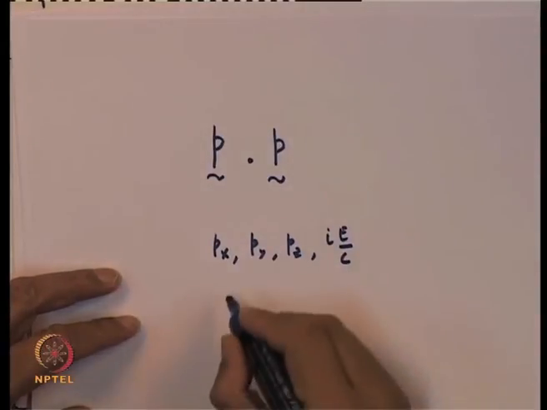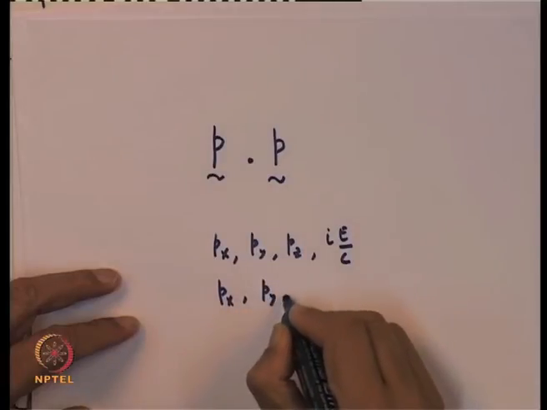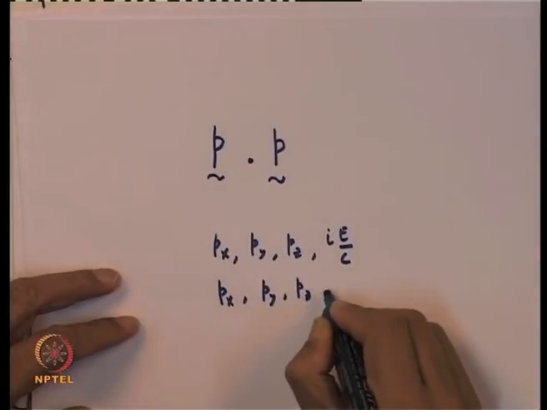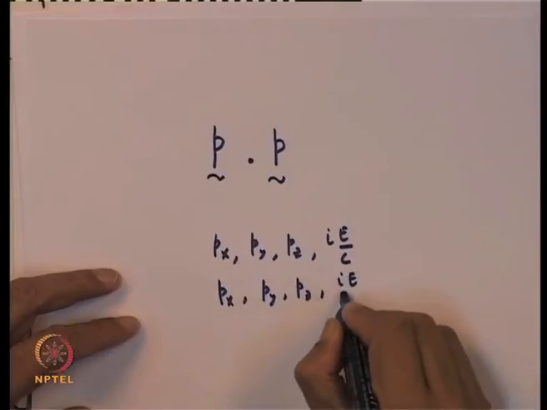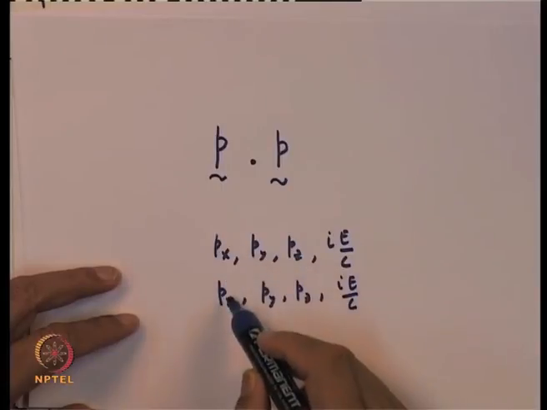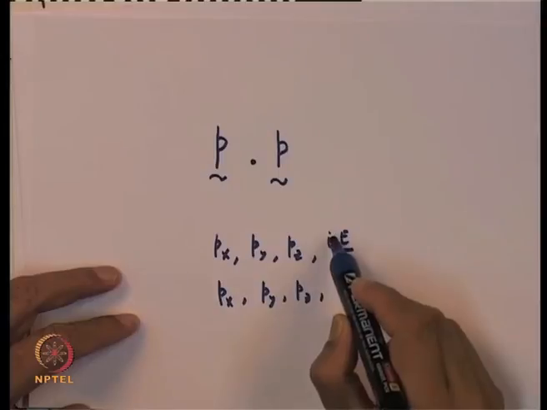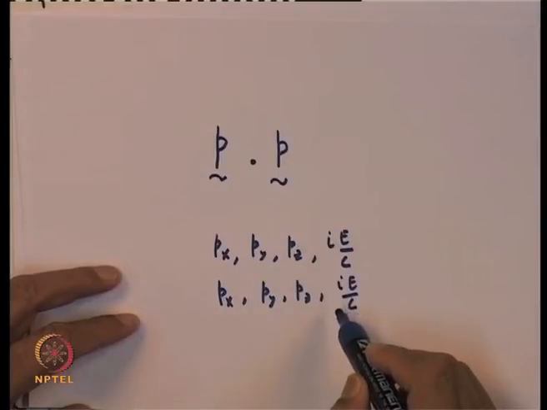Now, if I have to take a dot product, it means we take it with its own self. So I write the same vector, component wise, as iE by c. I take the dot product, it means this multiplied by this, plus this multiplied by this, plus this multiplied by this, plus this multiplied by this. That is the way we have defined the dot product between 2 4 vectors.